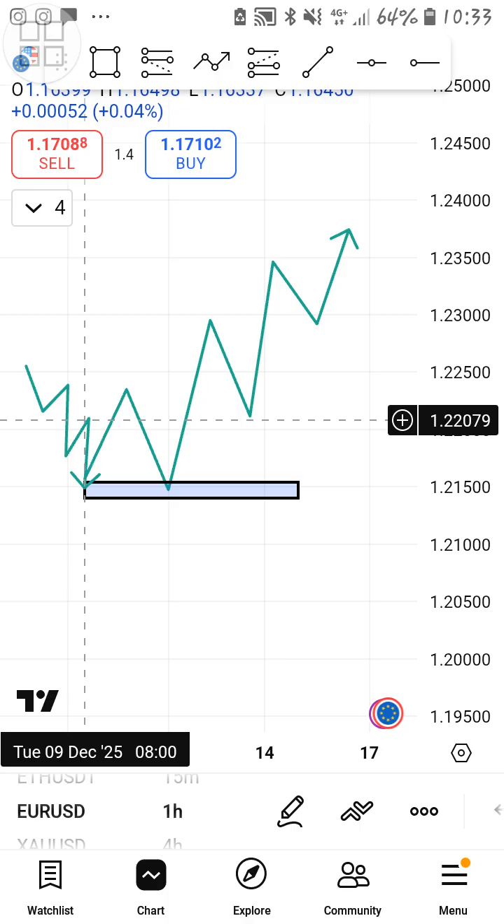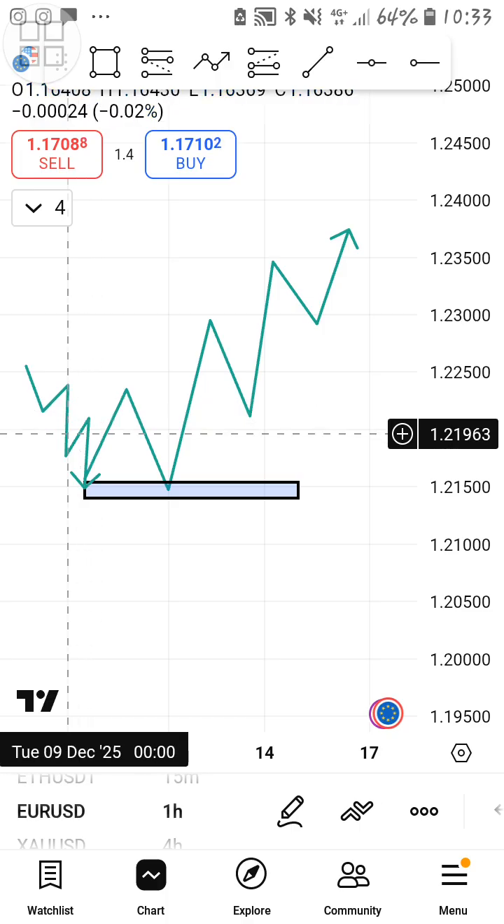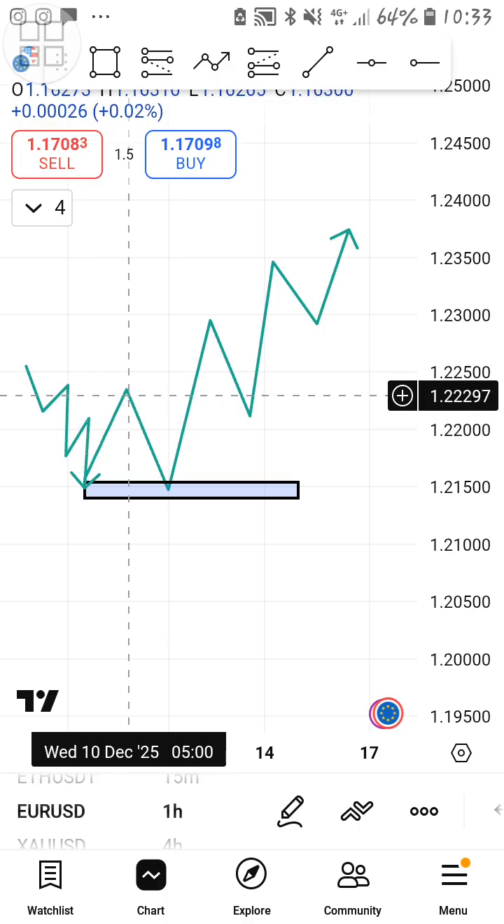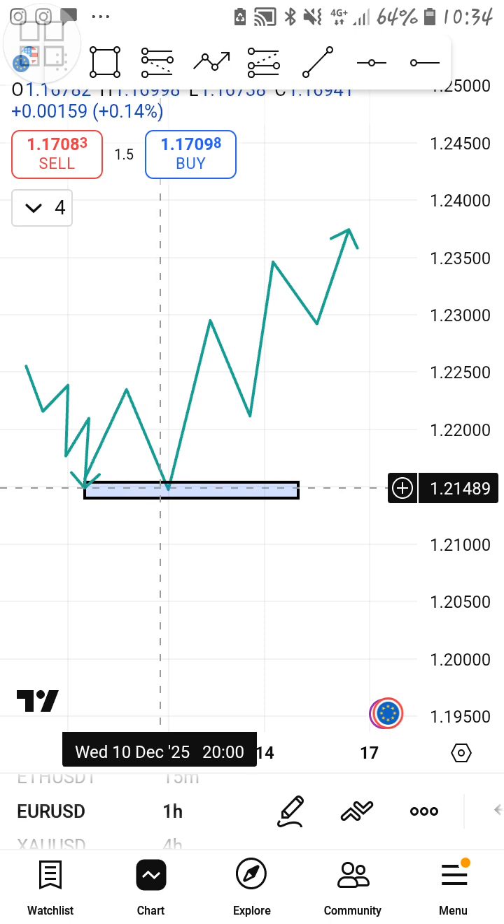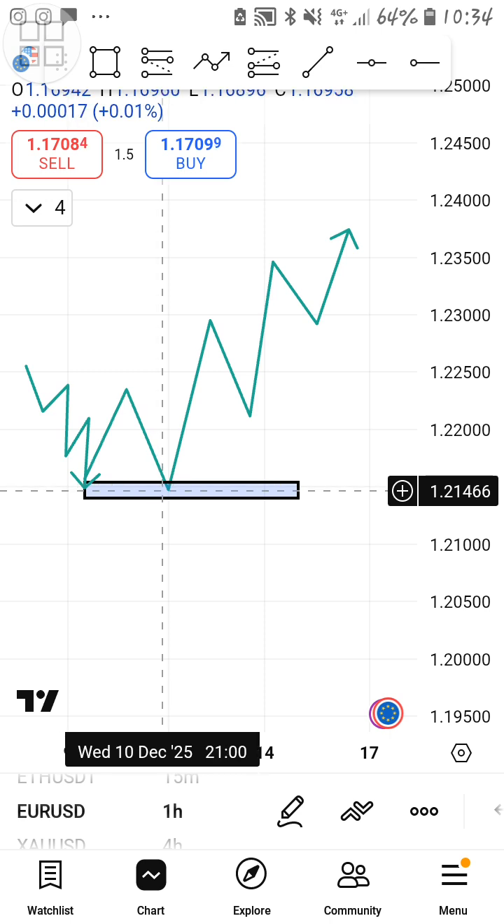That's when we know smart money has entered the market. So after sweeping this liquidity, the price came back to mitigate this zone again, a retest. So this is when we know this zone has been valid.